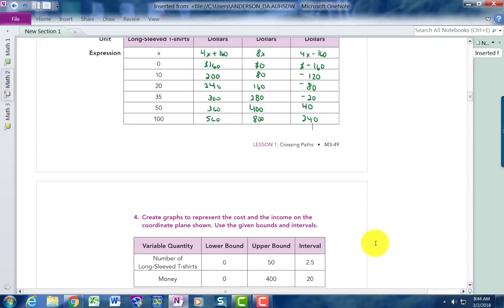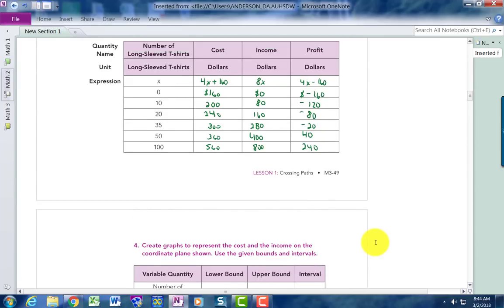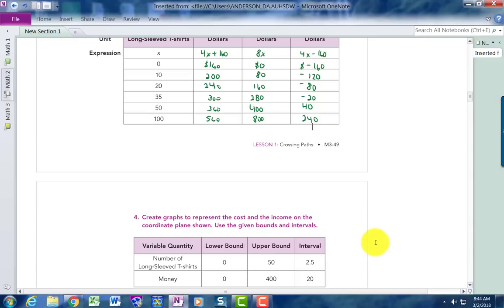Now we're going to go to the upper bound and lower bound. If you notice down here, I want to make a comparison here. It says for the number of long sleeve t-shirts, the lower bound is 0. In other words, what's your lowest number of t-shirts? If you look in this column over here, you see that your lowest value is 0. So that's why they put a 0.